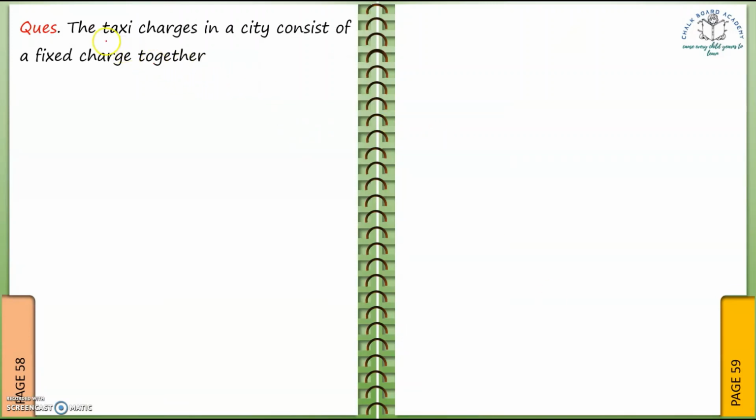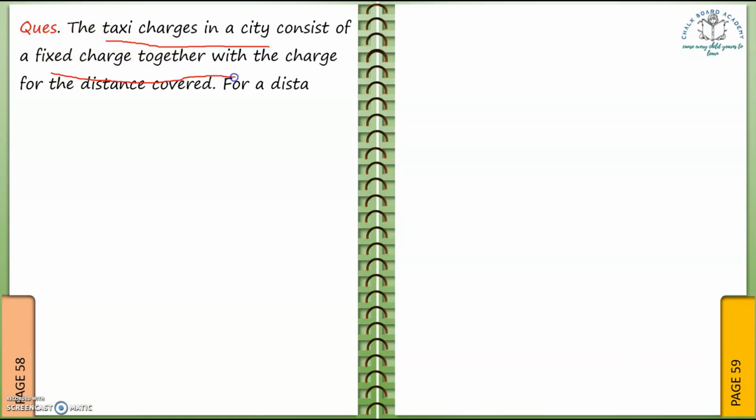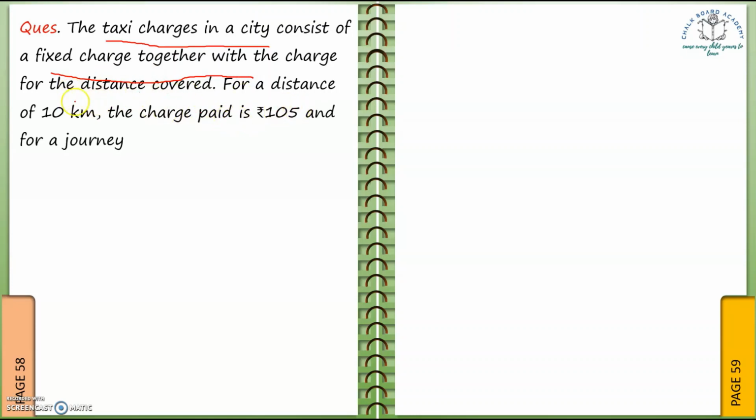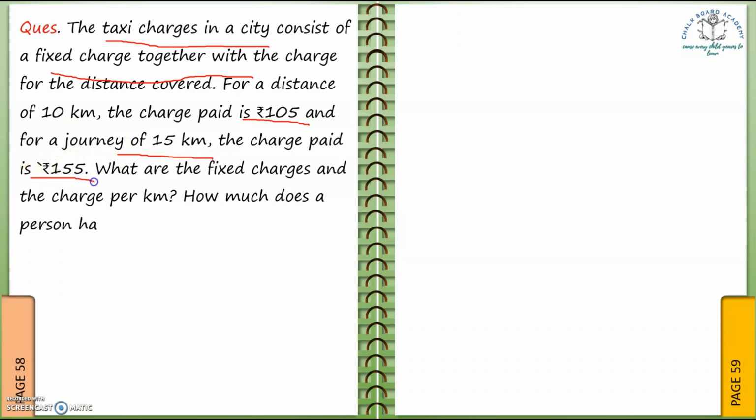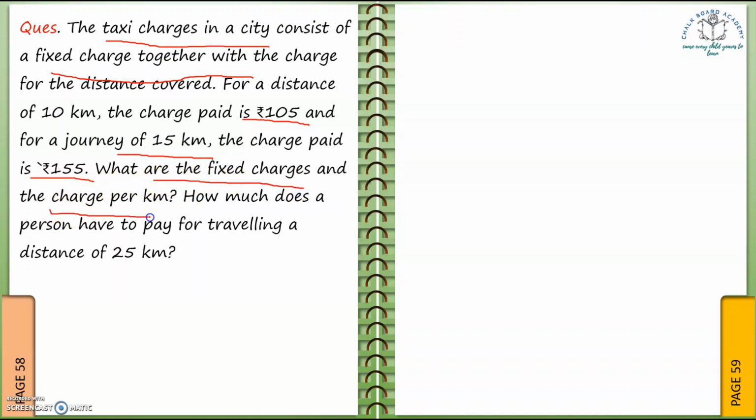Here we have this question: the taxi charges in a city consist of a fixed charge together with the charge for the distance covered. For a distance of 10 km, the charge paid is rupees 105, and for a journey of 15 km, the charge paid is rupees 155. Now we have to find out what are the fixed charges and the charge per kilometer, and thereafter how much does a person have to pay for traveling a distance of 25 km.